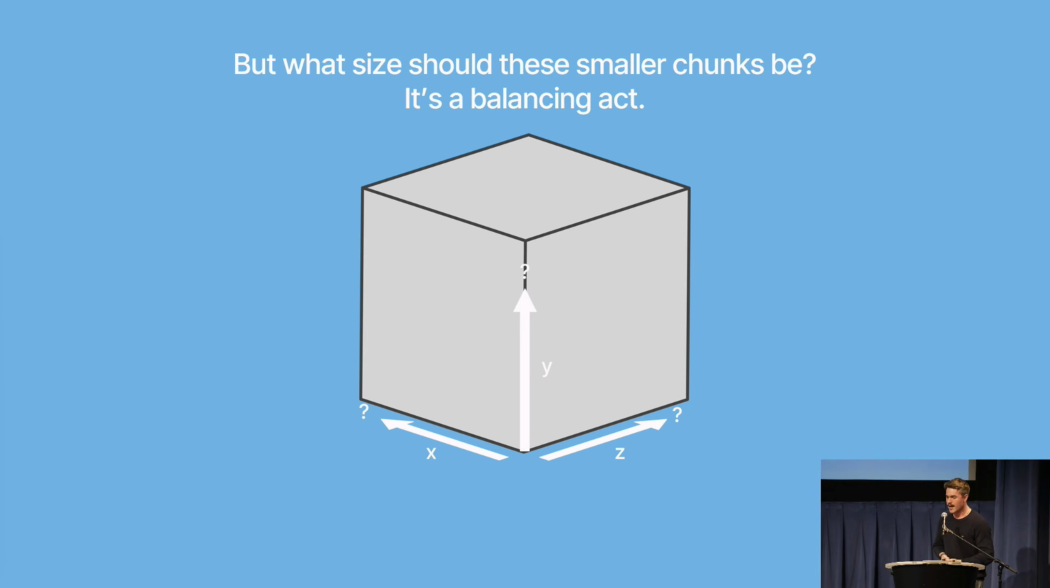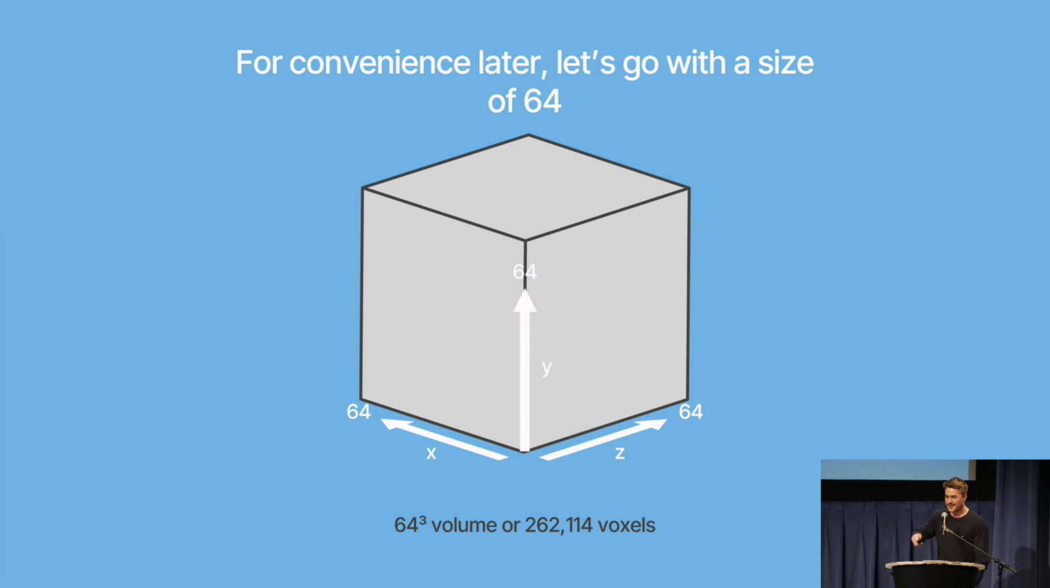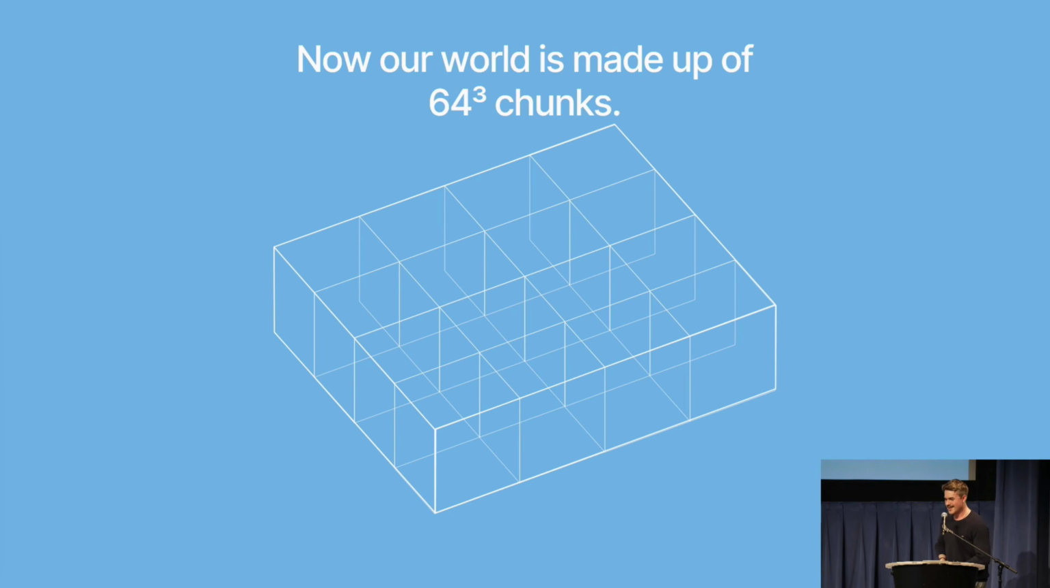It's kind of a balancing act, right? Because as a programmer, we have to consider how many unique objects we want to reason about in our code, and also how large of an area we want to have to recontextualize when we change something. Well, I decided for us for convenience later on, so let's just go with the size of 64. And all this means is we have 64 voxels in every direction, x, y, and z. Or we have a 64 cubed volume, or 262,144 voxels. So now our voxel world is made out of 64 cubed chunks, right?